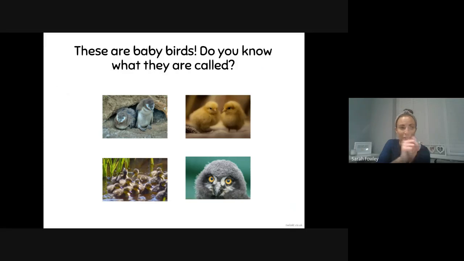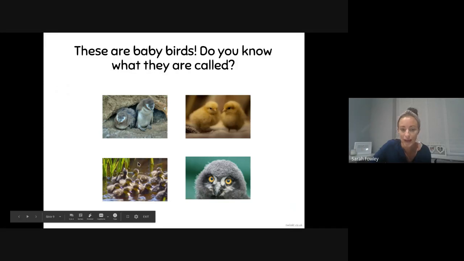That's right. Well done for remembering. They're called chicks. Okay, so baby penguins are called chicks. And these are probably the birds that you would recognize more as chicks. And these are baby chickens. So they are chicks. And when they're adults, they are called chickens. They are so cute. Over here, we have some baby ducks. Do you know what baby ducks are called?